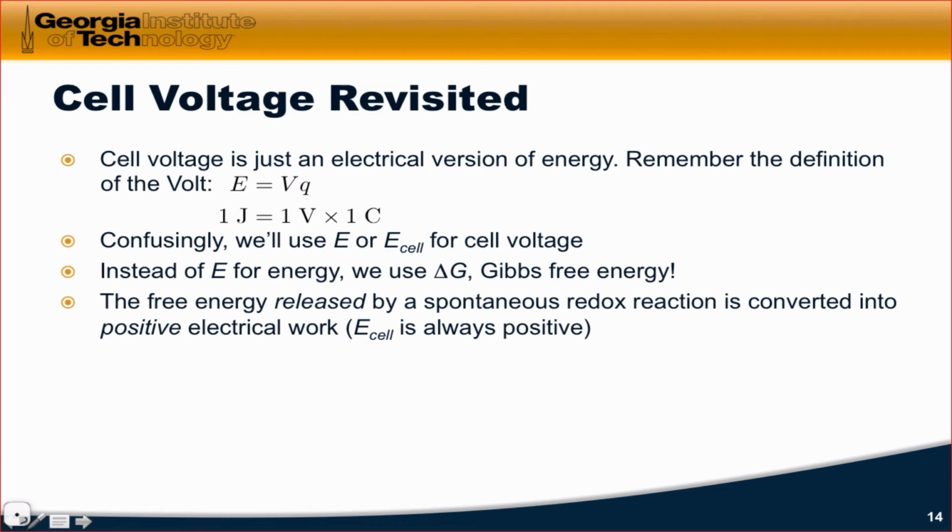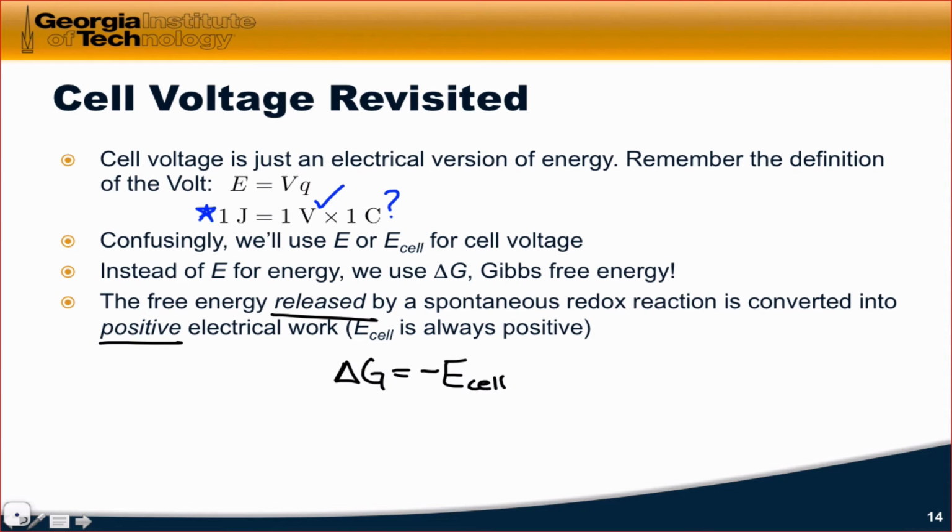That means that when we relate delta G to the cell voltage, it will be negative cell voltage times some proportionality constant, equal to delta G. We use the negative sign since the energy released by a redox reaction, which will be negative since the reaction is spontaneous, is translated into positive electrical work, and Ecell by convention is always positive. What's the proportionality here? Well, check out the definition of the volt above. 1 joule is equal to 1 volt, which we've got in the form of Ecell, times 1 coulomb.